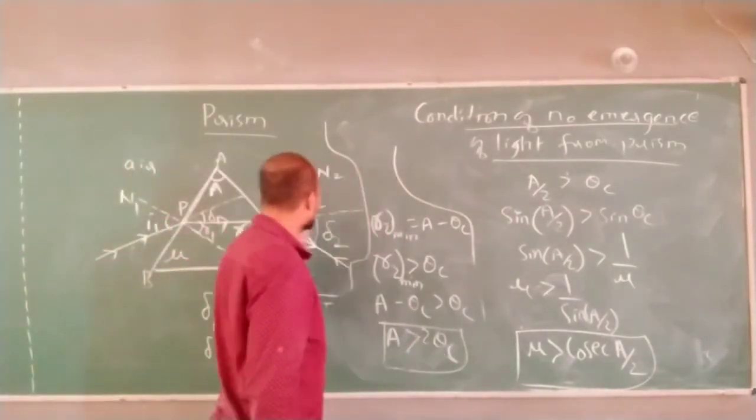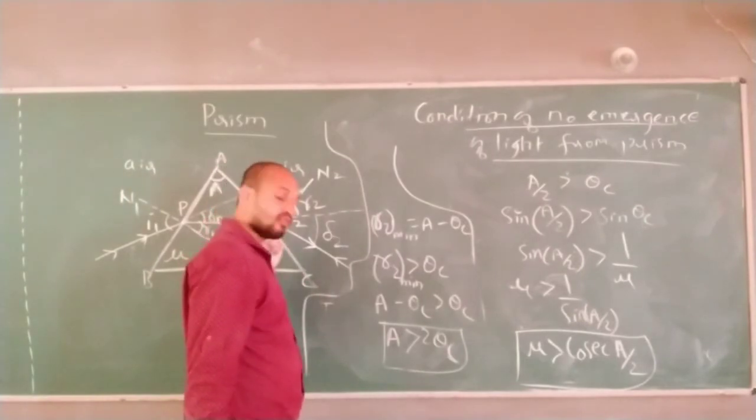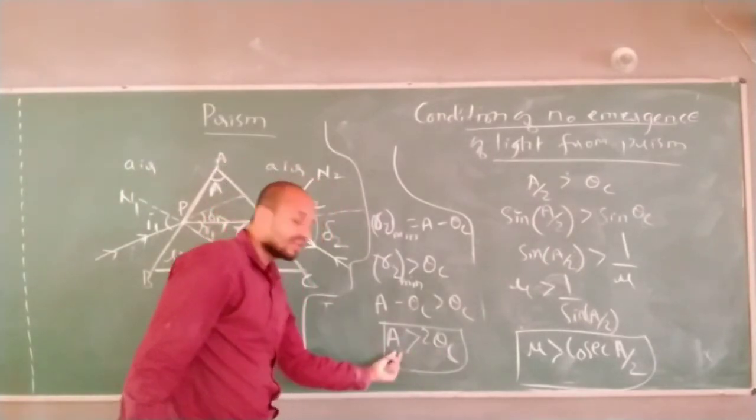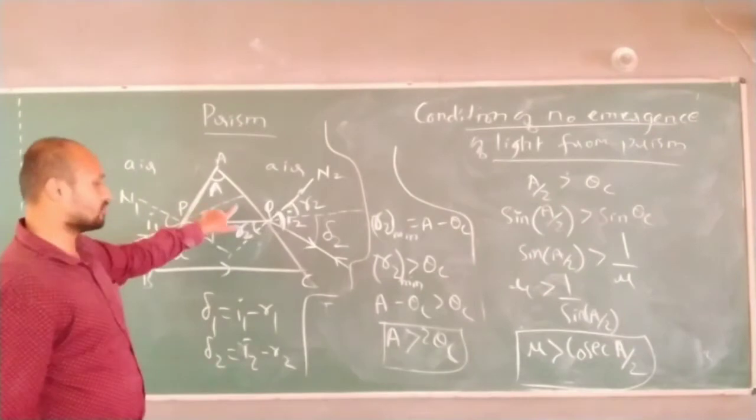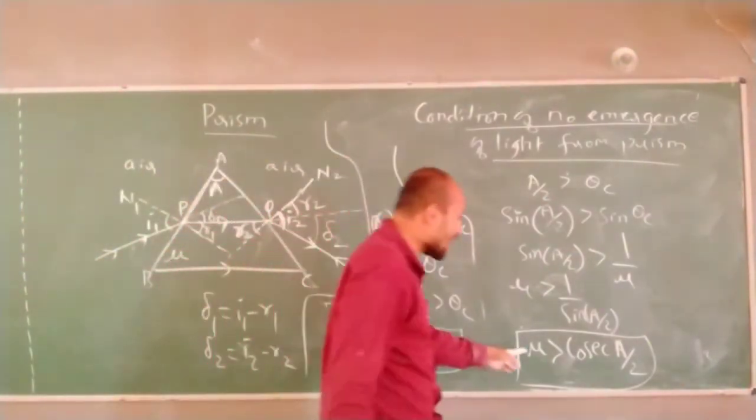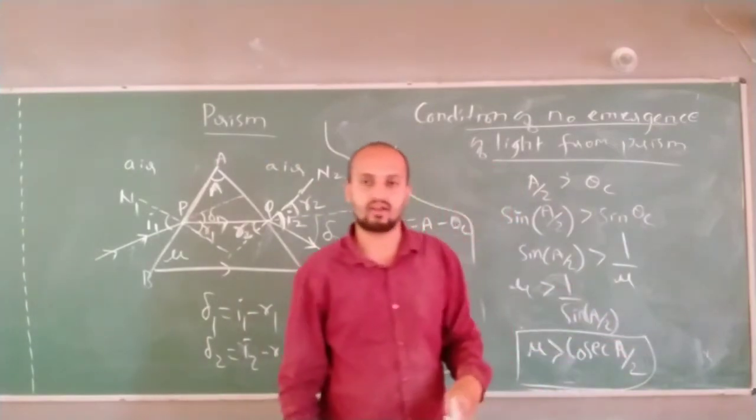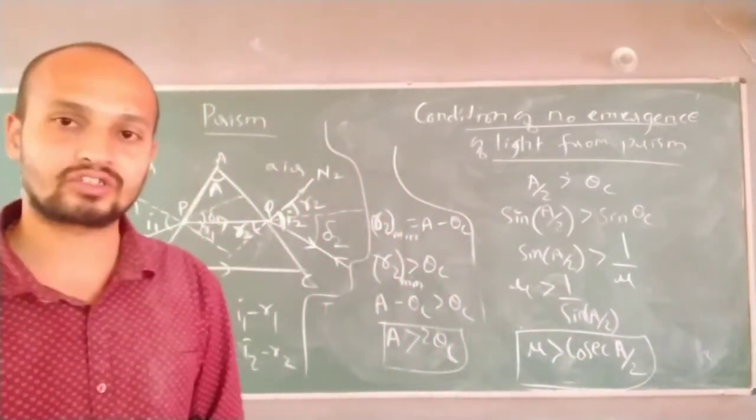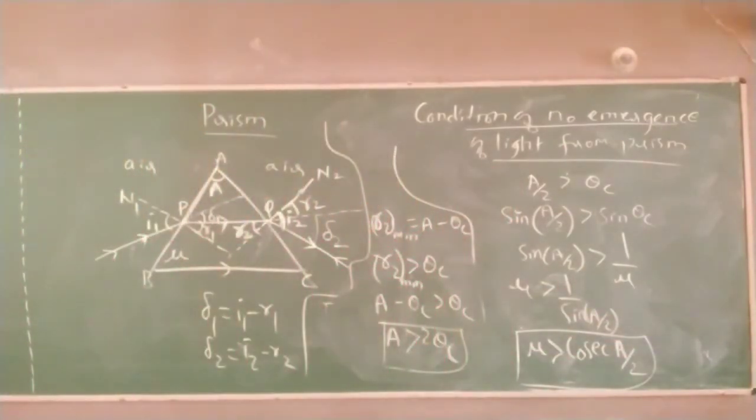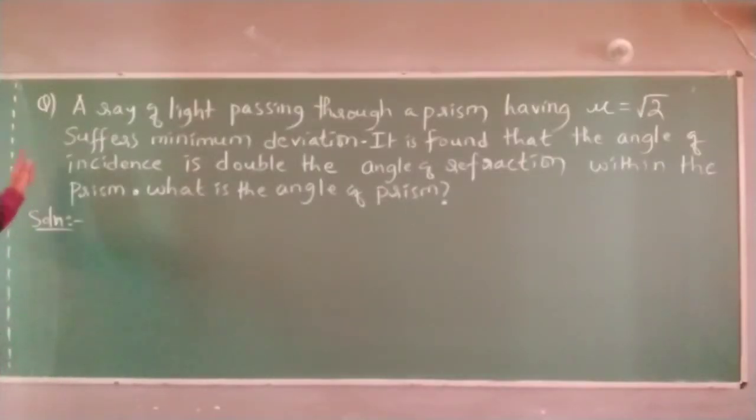To find no emergence from the prism, this angle must be greater than 2 times theta c, and the refractive index of the medium must be greater than cosecant of A by 2, where A is the angle of the prism. These conditions have to be satisfied. Got it? See, one question is there.